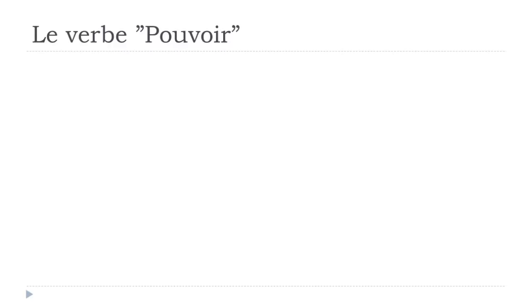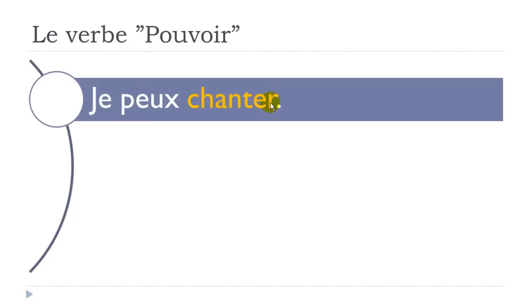Okay, let's see some example now. Je peux chanter. Okay, je peux chanter. So you can see that when you construct a sentence with the verb pouvoir, here you've got a second verb, chanter, and it means to sing. Okay, so I can sing. Well, you should all the time put the second verb at the infinitive form. Okay, so when we talk about infinitive form, normally it's the basic form of the verb. Okay, je peux chanter.